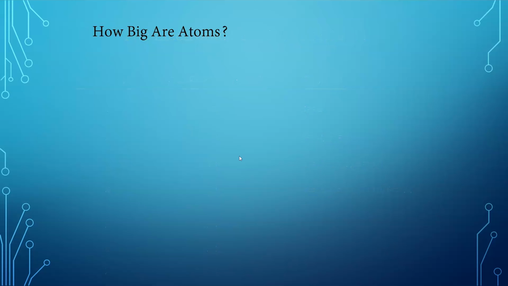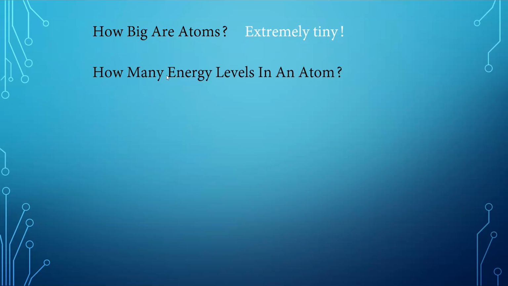So how big are atoms? Well, they're very tiny. Atoms are extremely small, which is why it was very difficult for people to find atoms. Another question, how many energy levels are there in an atom? And as we said before, it's infinite. So a very good question comes up, how do you squeeze an infinite number of energy levels into a very tiny space like an atom? Turns out that our picture of the atom wasn't entirely accurate when we drew our atomic staircase earlier.